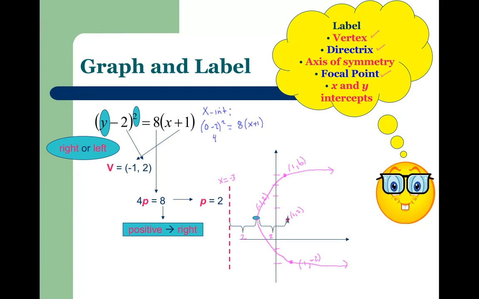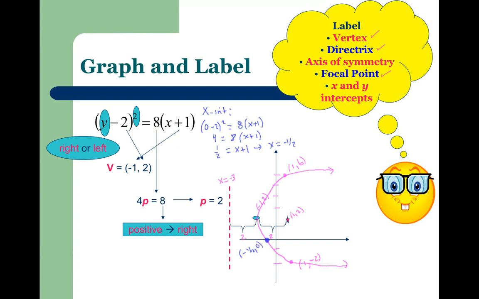So here I'm going to have 4, right? -2 squared equals 8 times x plus 1. I'll divide by 8, so 1/2 equals x plus 1. Subtract 1, and I'm going to get x is -1/2. So this point right here, my x-intercept will be -1/2, 0.